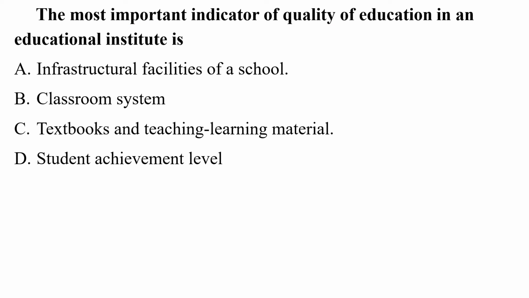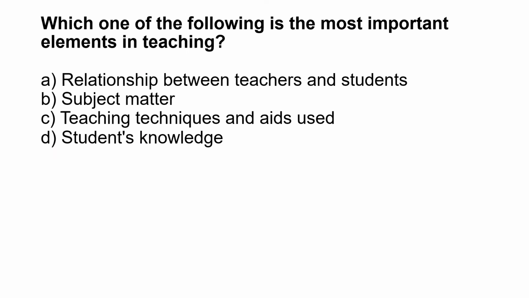So when we have to judge the quality of the education in any educational institution, what we look for? We look for the students' achievement level, right? So the correct answer is option number D. Though the infrastructure facilities should be good, classroom system should be good, and a textbook and teaching learning material should be there, but the most important indicator will be option number D.